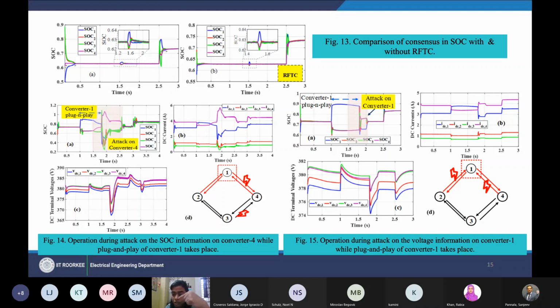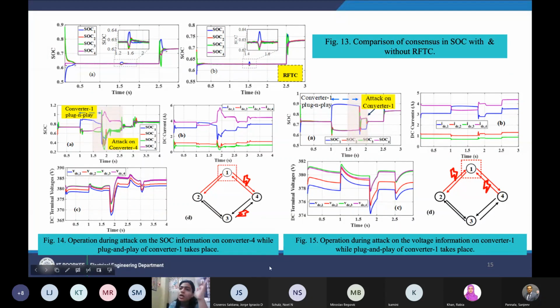Here, because of the operation of the confidence factors, the malware or the affected converter, which I have encircled in red, is effectively identified. And it does not false trigger during the converter plug and play operation, which is taking place between t equal to 1 and t equal to 2 seconds, whereas from t equal to 1 to 1.8 seconds, there is the presence of an attack.